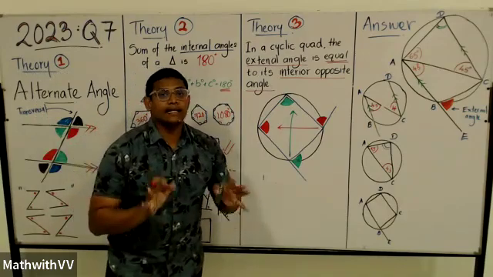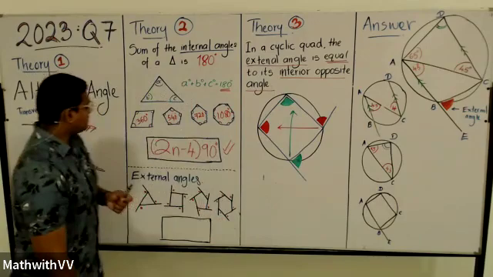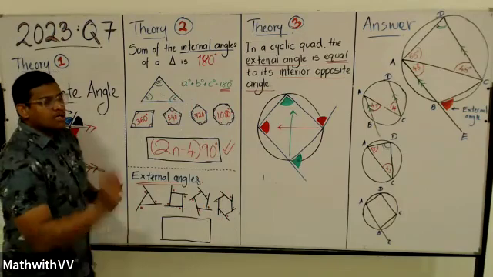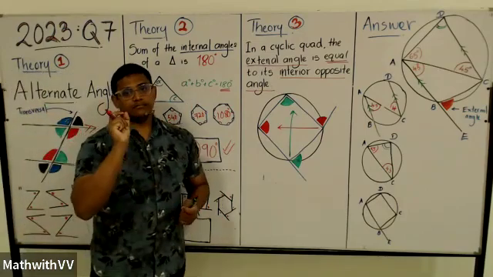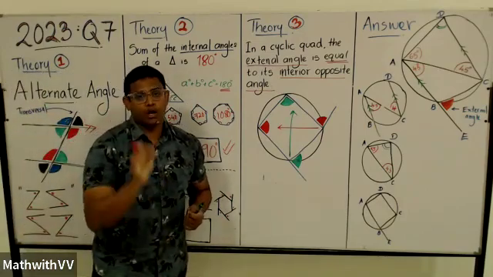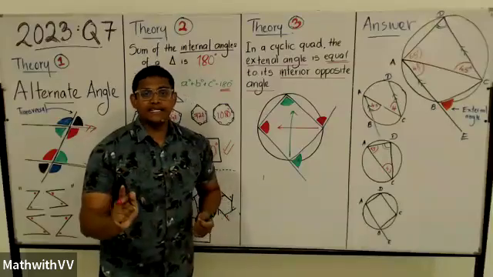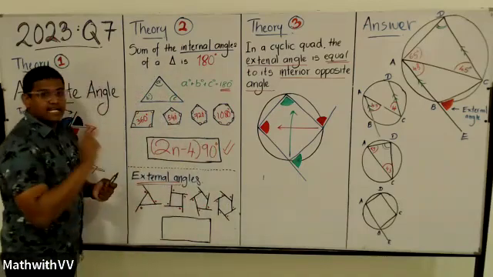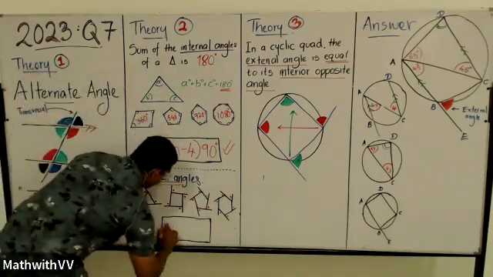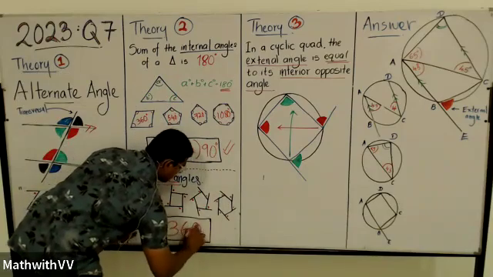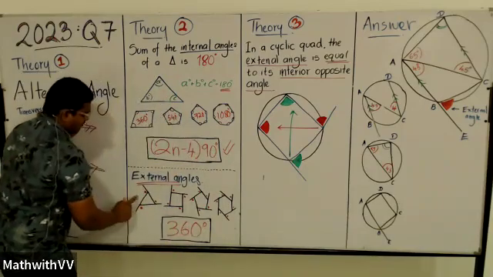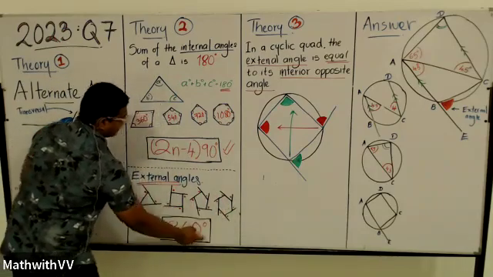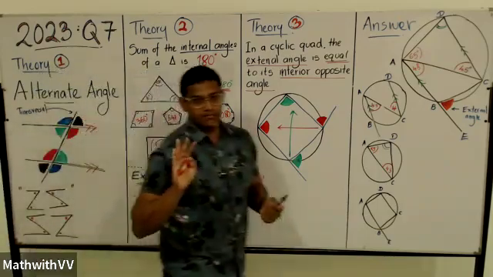The next thing, this is additional. When we consider the external angles, the only thing that is common for all polygons, no matter how many sides, is that the sum of the external angles of any polygon is 360 degrees. That will never change. Clear?